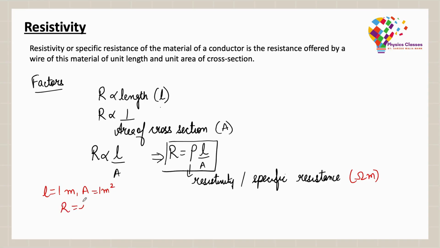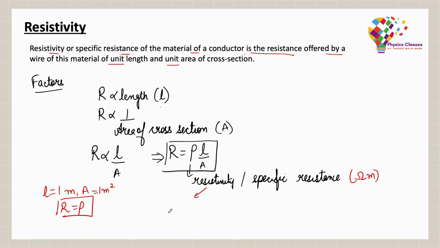So I can say that the resistivity or specific resistance of a material of a conductor is the resistance that is offered by a wire of this material of unit length and unit area of cross section. Unit simply means 1. So if I take the length as 1 and the area of cross section as 1, then my resistance equals resistivity.